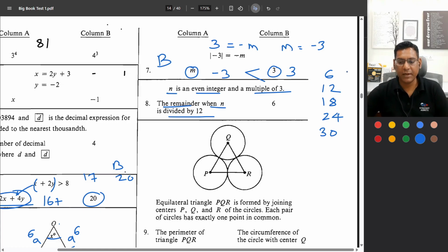Okay, so let's find out the remainder when these numbers are divided by 12. Here the remainder is going to be 6, right? Here the remainder is 0. Here again the remainder is 6. This is 0. Here the remainder is 6, right?